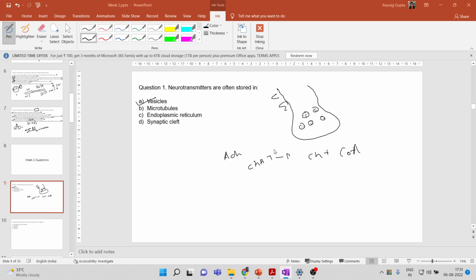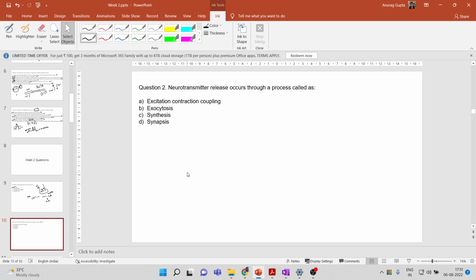Yeah, so it's choline and acetyl coenzyme A into ACH, and then this is packed into vesicles. So yes, A is the correct answer. Going on to the next question.